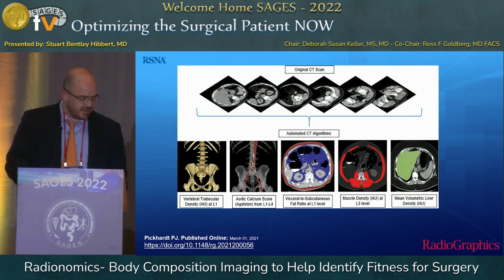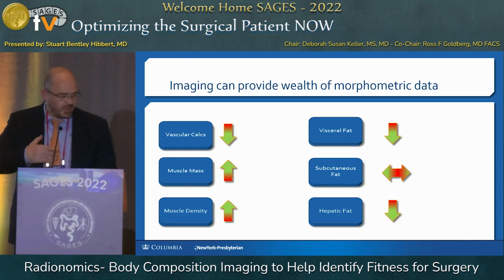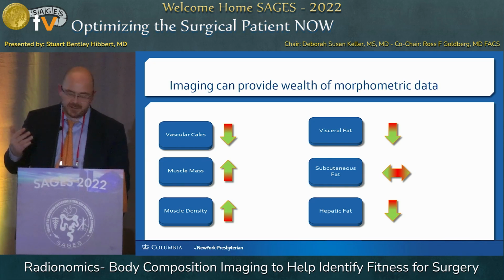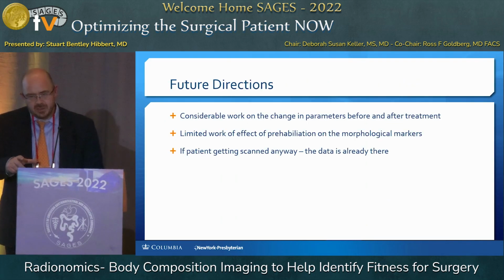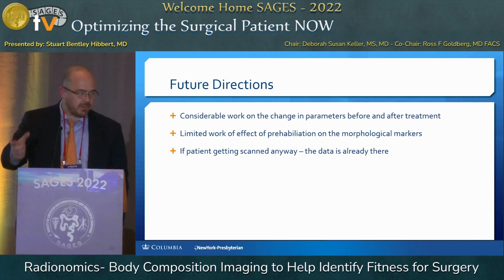And I'll skip this. There's a wealth of information to wrap up that you can obtain. We know you want to reduce your vascular counts. You know muscle mass, muscle density, visceral fat, subcutaneous fat, and hepatic fat. All are important and all can be measured in a retrospective way. A lot of work has been done on predicting response to treatment. At one time point, how will they respond to surgery? How will they respond to chemotherapy?